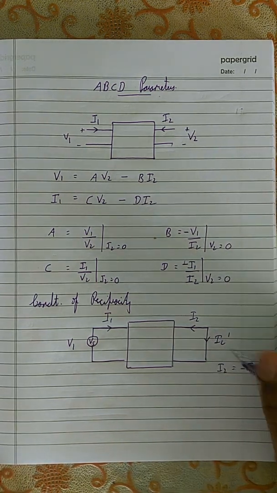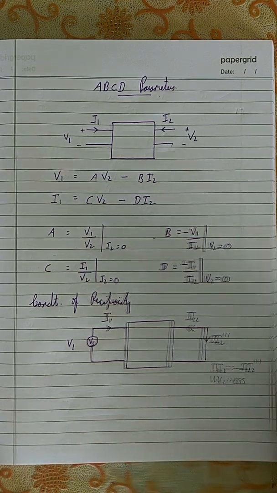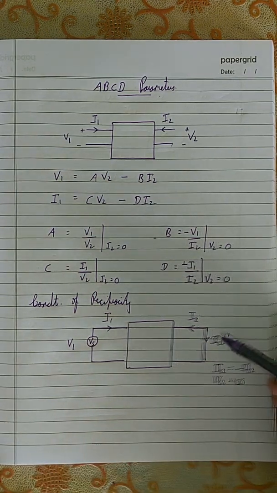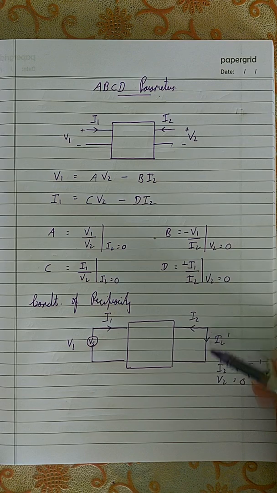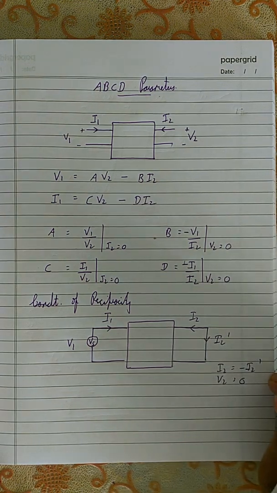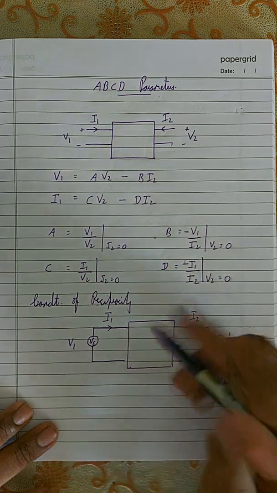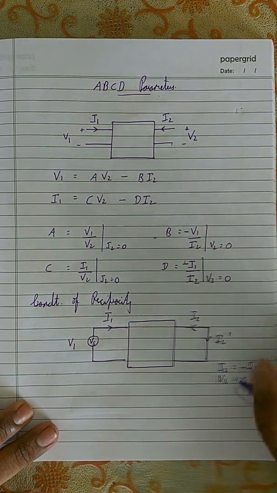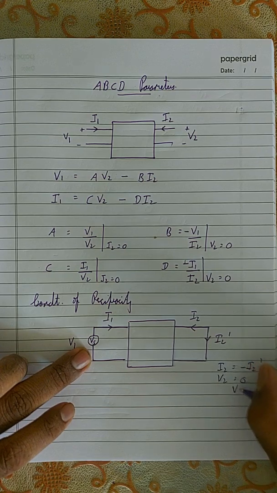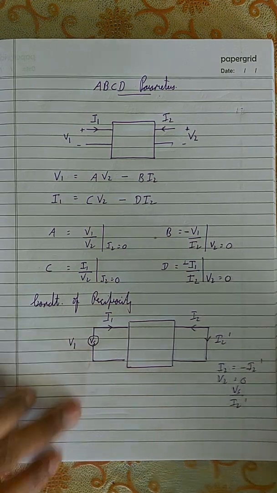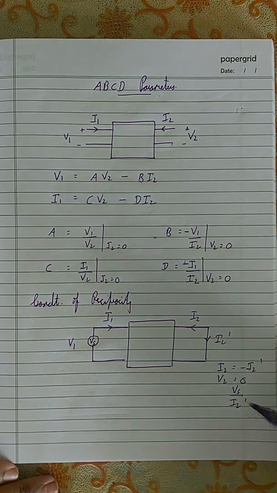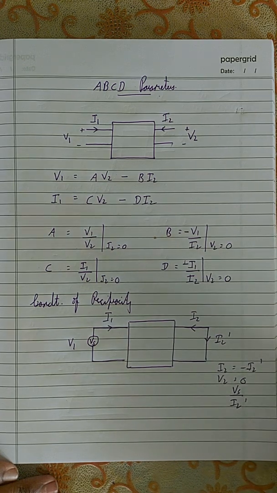Also, since it is shorted, we know that V2 is equal to 0. It's shorted, right? So the potential difference is the same across this point and this point. Therefore, V2 is equal to 0. In that case, now we need to simply find the ratio of Vs by I2 dash. That is the ratio of the excitation to response. This is what you need to find, Vs by I2 dash.